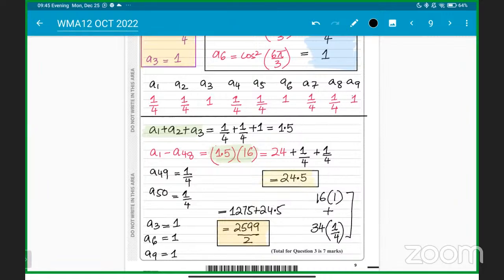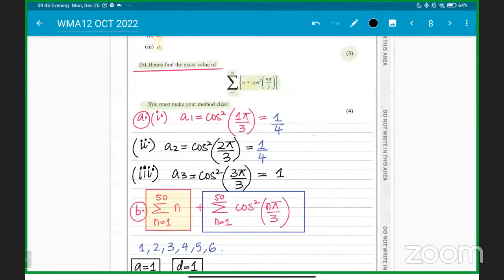You can do it now. 34 terms have 1/4 and 16 terms have 1. If you add these, you will get the same answer as well. Everyone getting it, clear? But sir, you have to show this fully. This I'm not showing, because you can see it clearly.